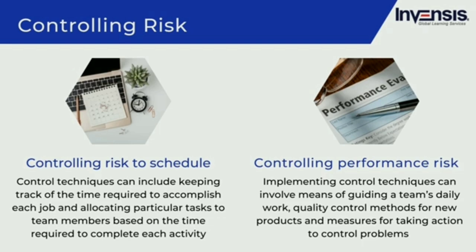The project team could also take into consideration time management measures to better reduce any risk to the project schedule. Second is controlling performance risk. Implementing control techniques for performance risk might involve means of guiding a team's daily work, quality control methods for new products, and measures for taking action to control problems that could influence the overall performance of a project.